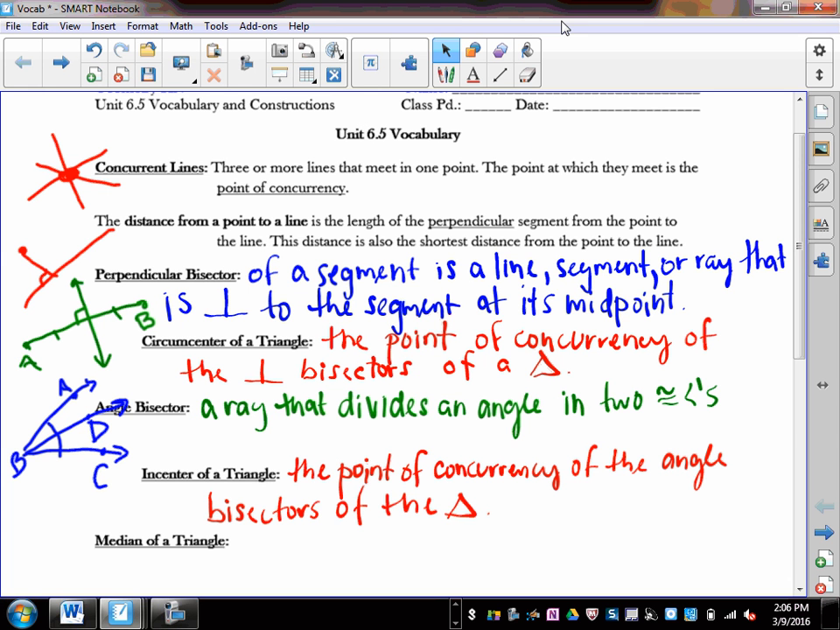So we will go ahead and talk about this a little bit more, and what the in-center and circumcenter mean for us with our triangles. Any questions before we move on to the notes?